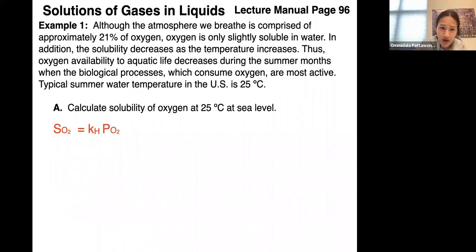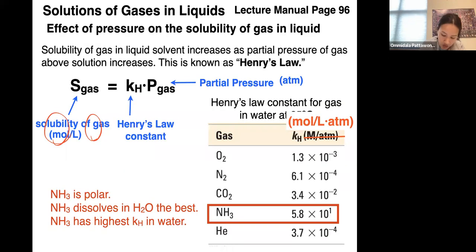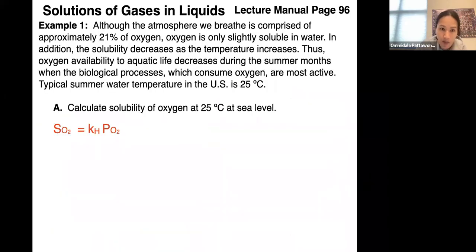So the question is, we want to find S. Do we know KH? The answer is yes, if you go back to here. We know the KH at 25 degrees Celsius. Now, what about the partial pressure of oxygen? The keyword is at sea level. According to chapter 9, sea level has an atmospheric pressure of 1 atm. So 1 atm is the total pressure of all the gas available at sea level, because that is the atmospheric pressure.